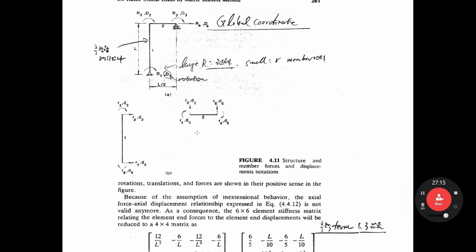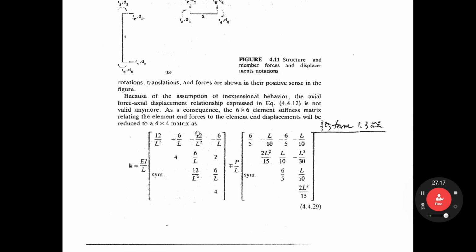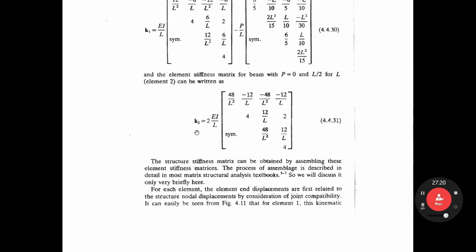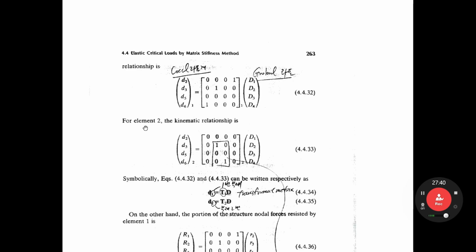You have that kind of relationship. So if you compare those relationships, you can see D2 equals D4, right? D3 equals D2 for element number 1, right? That relationship is local coordinate, this is global coordinate. Let's look at element 2. Also, you have this relationship.